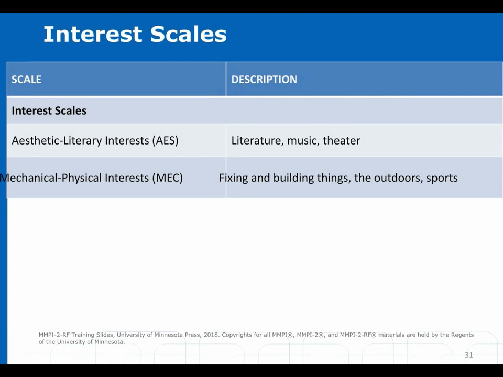And finally, we have the 2 interest scales, which were developed from components of Clinical Scale 5, Masculinity-Femininity. And these 2 interest scales include aesthetic literary interests as well as mechanical physical interests.